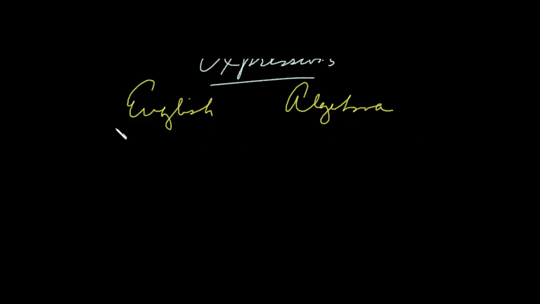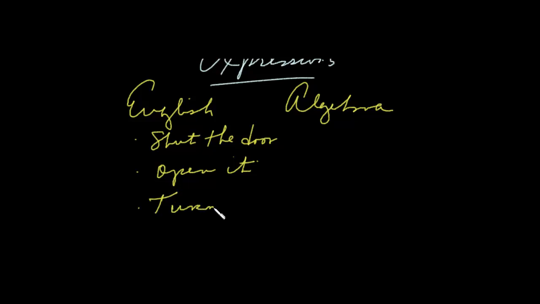Now, for English, an English expression would be something like shut the door. Shut the door. That would be an expression. You can say open it. Open it would be an English expression. Let's do one last one. Let's say turn it on. So these would be three English expressions. So that's how expressions are put forth in English.